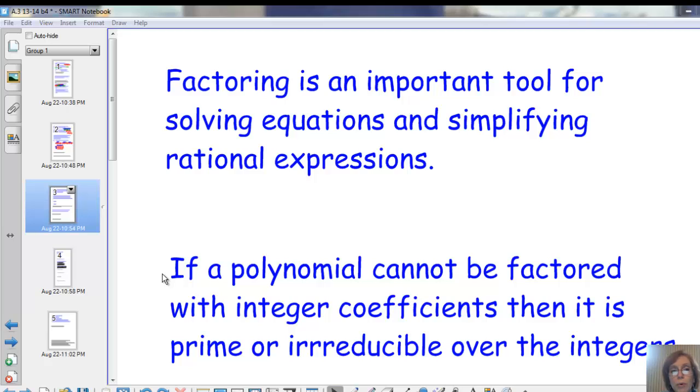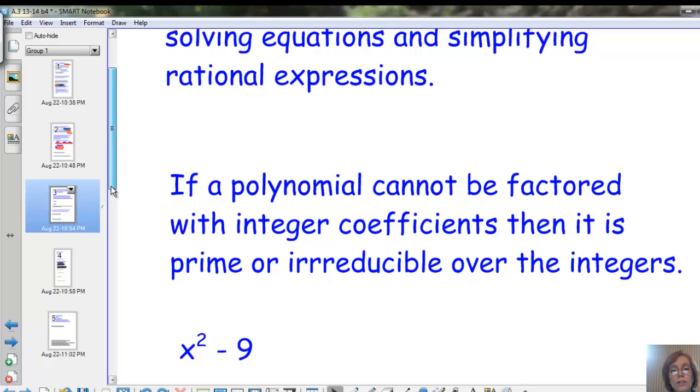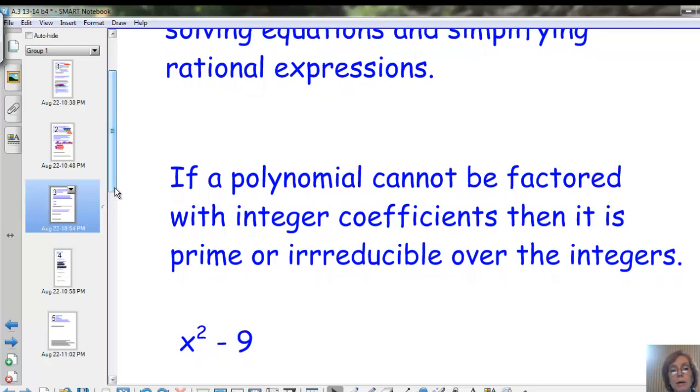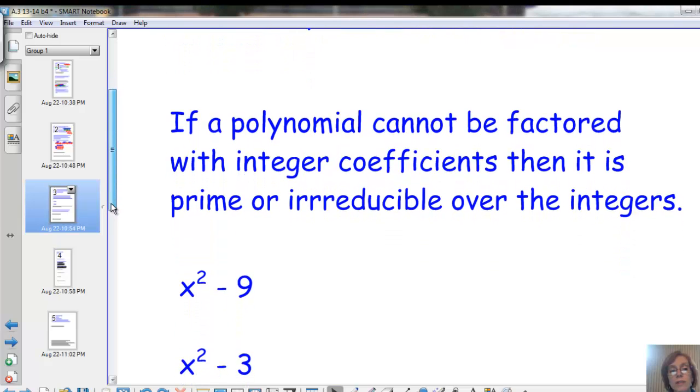We are looking at factoring right now in section A.3, and factoring is an important tool for solving equations and simplifying rational expressions. It's important to note that if a polynomial cannot be factored with integer coefficients, then it is prime or irreducible over the integers. So let's start looking at a few examples.